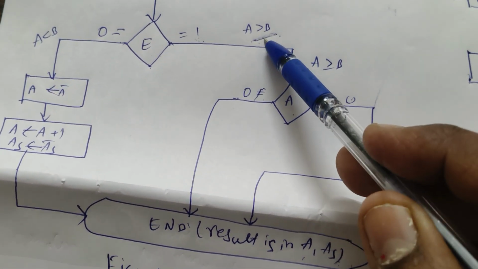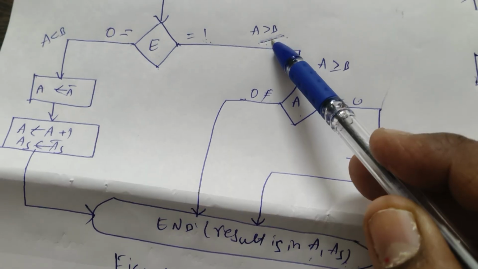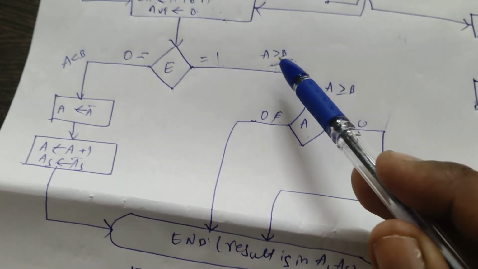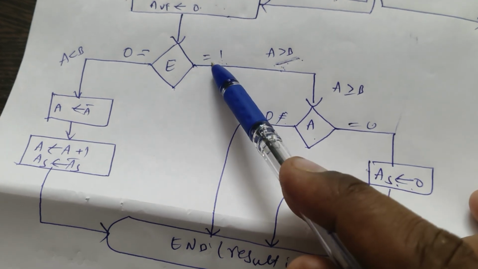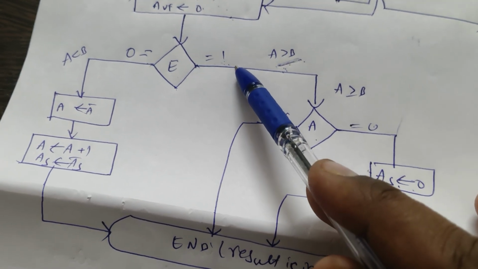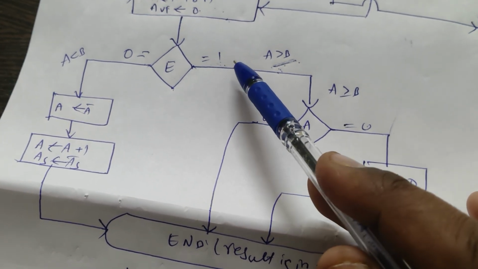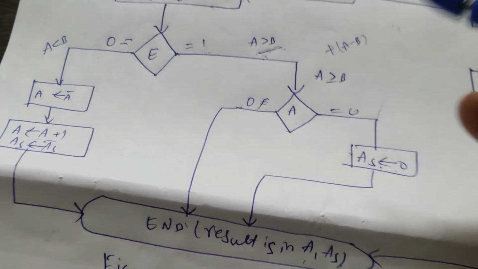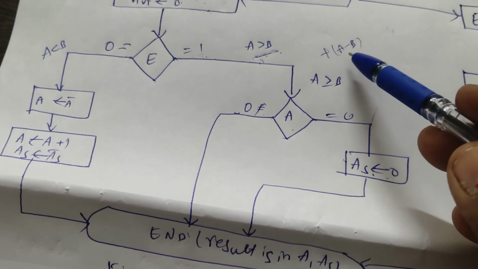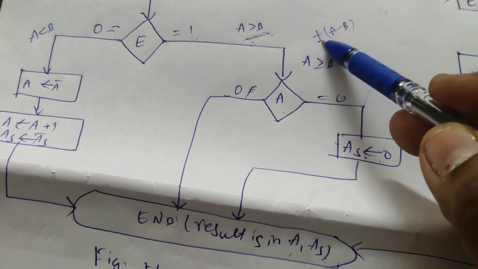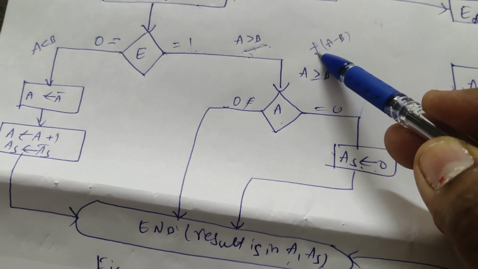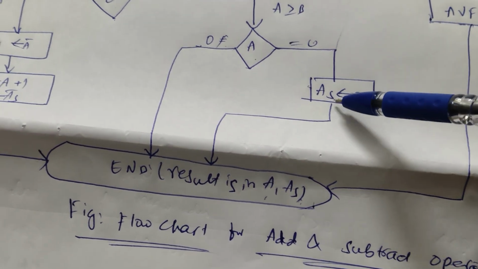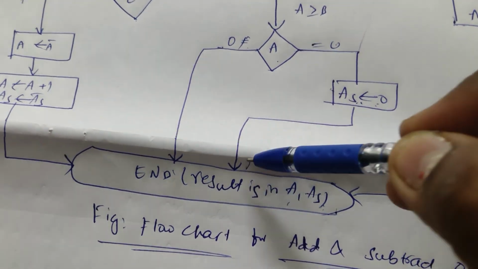So when we are performing a subtraction operation, if we are getting an extended carry of 1, then the result will be plus of A minus B. Plus of A minus B means we need to check the sign of the A register as plus, so A's sign is 0, and we have to end the process.